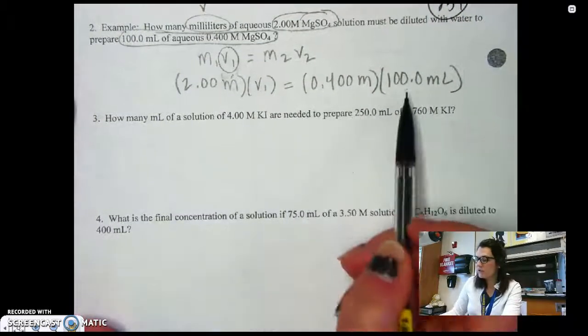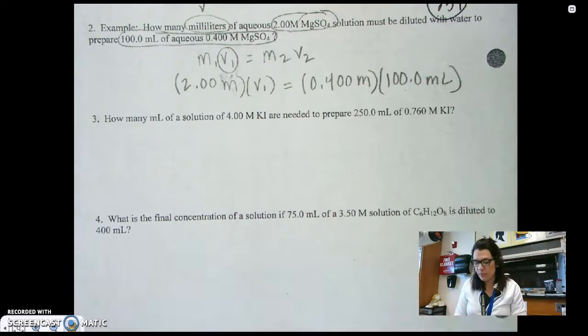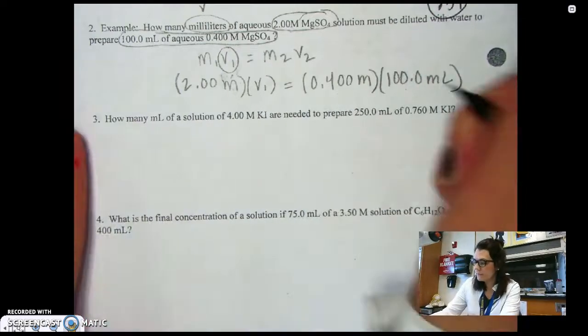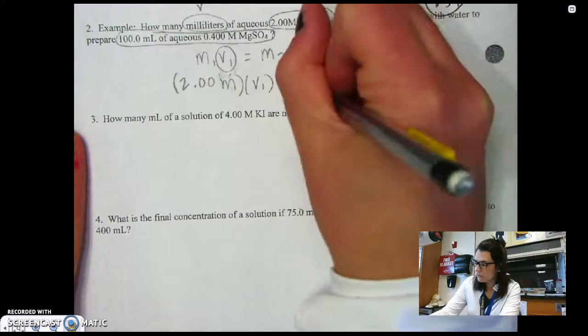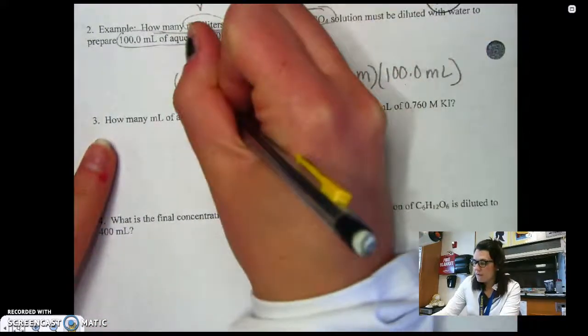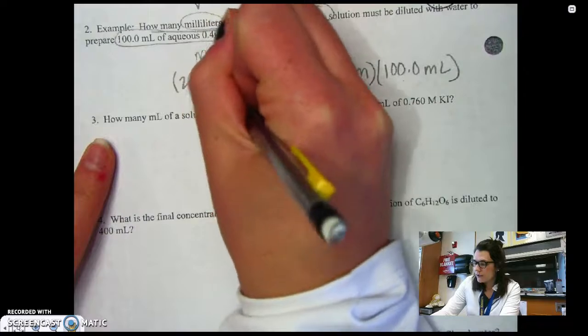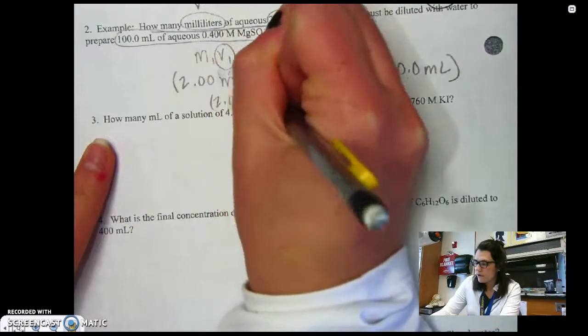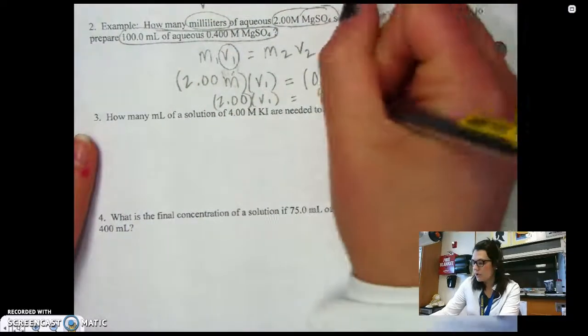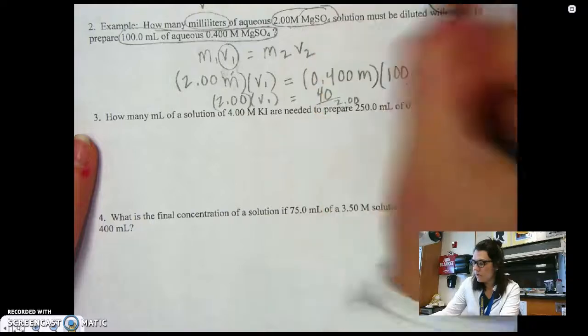Well, I need to solve for this over here. So I'm going to be doing 0.4 times 100, which is going to turn it into 40. So this is going to be equal to 40. Okay? And then to get the V by itself, you have to divide both sides by 2. So I'm going to divide this by 2.00.